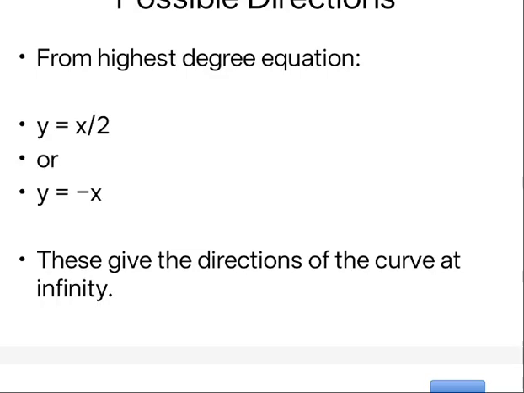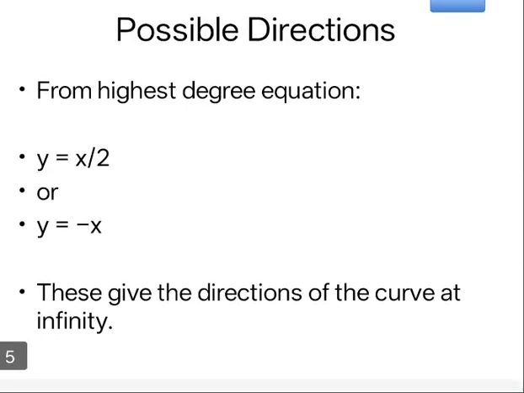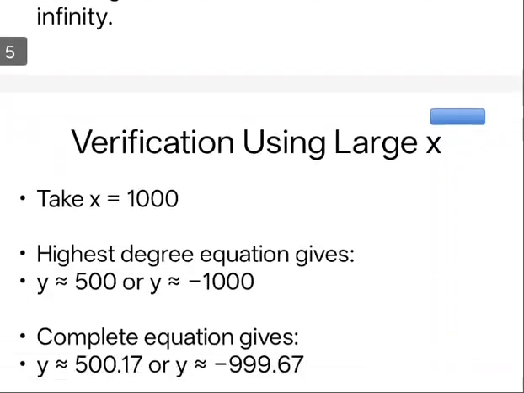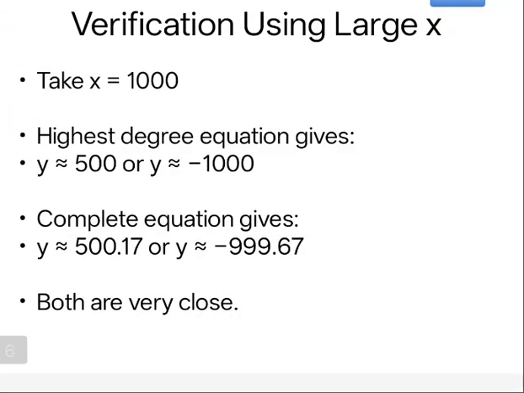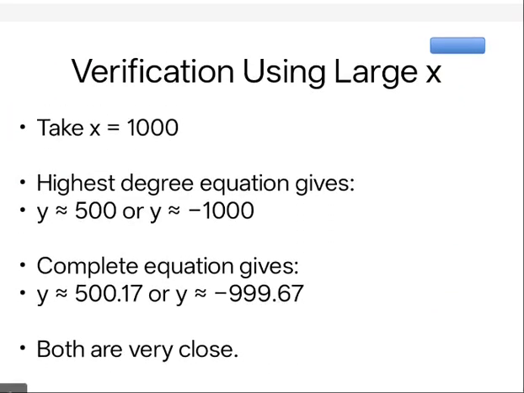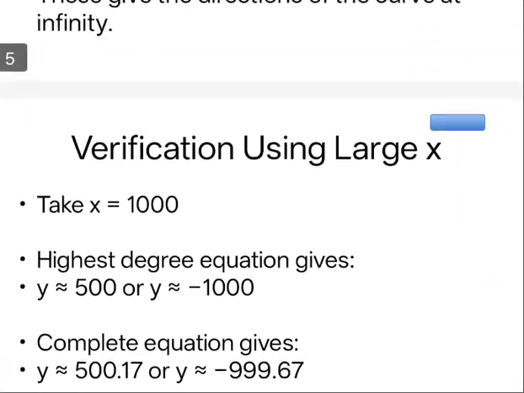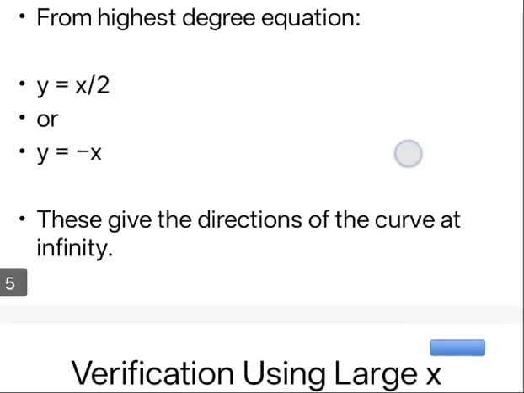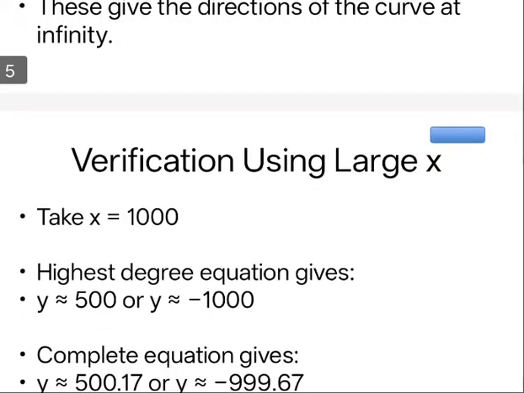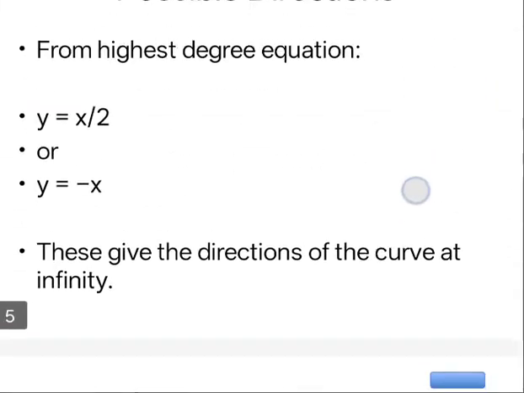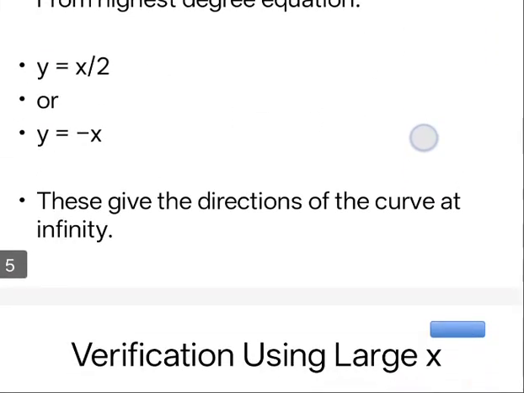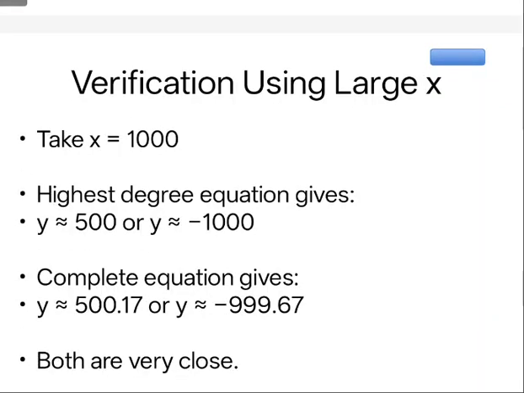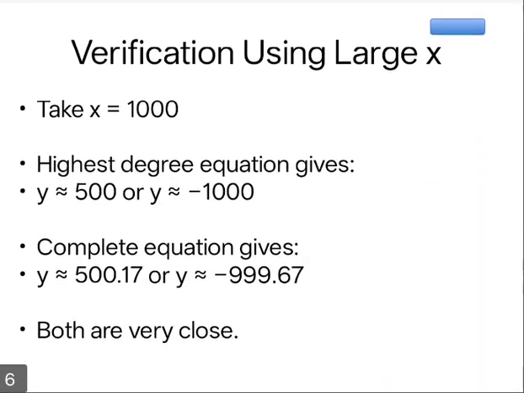But take an example to clarify, as I told you, for verification. If x is very large, say x is equal to 1000, we get y is equal to x by 2, that is 1000 by 2, which is 500, or y is equal to minus 1000.